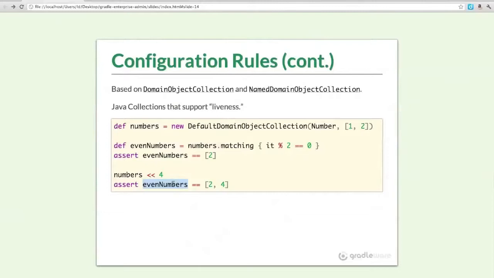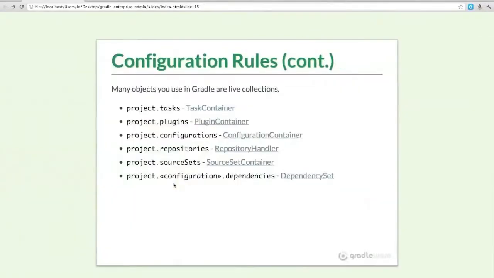This is a little bit different to what we've been looking at so far with applying the configuration rules, but hopefully it illustrates the characteristic that these collections have, that they're live, they're connected, and they can kind of reach into the future. And you typically don't go and create your own collections of this type. What we'll see is that a lot of the existing Gradle objects are already these smart collections.